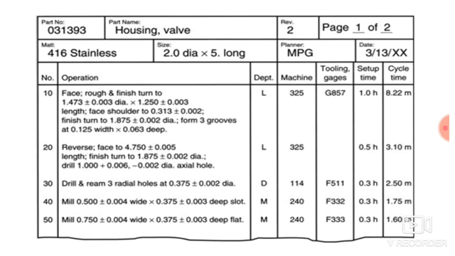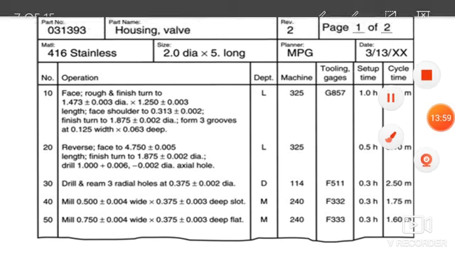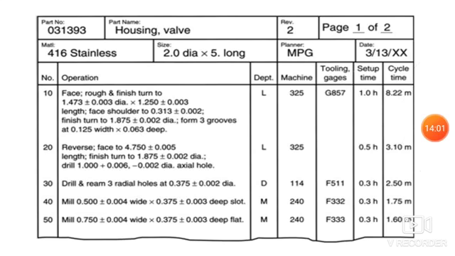After that you have to mention the various tools or the gauges required. Then the setup time. So you have to set the job over the machine. So setup time is mentioned. So for the first operation setup time is 1 hour. Second operation 0.5 hours. For third, fourth and fifth operation it is 0.3 hours.